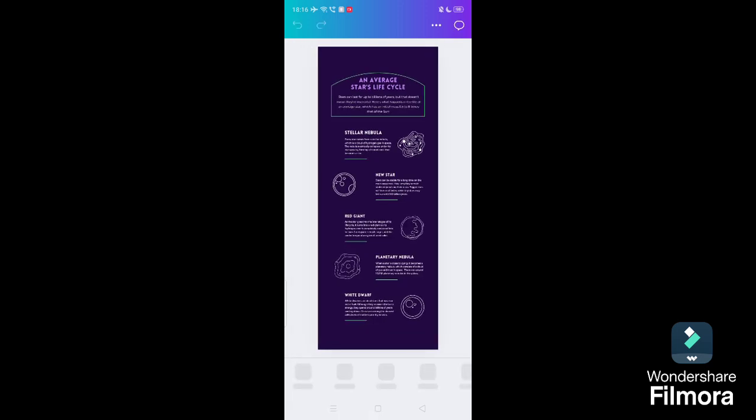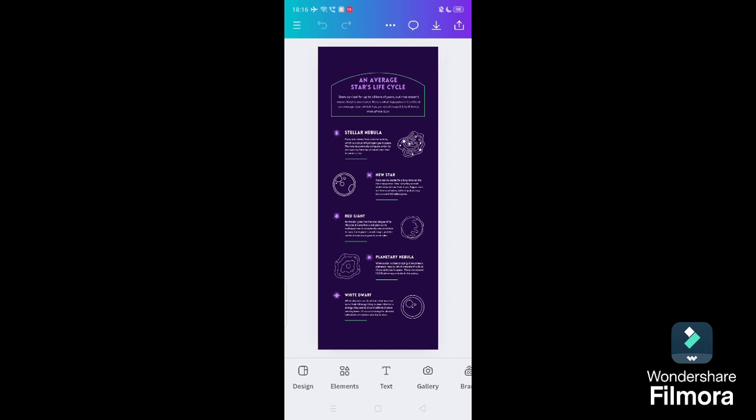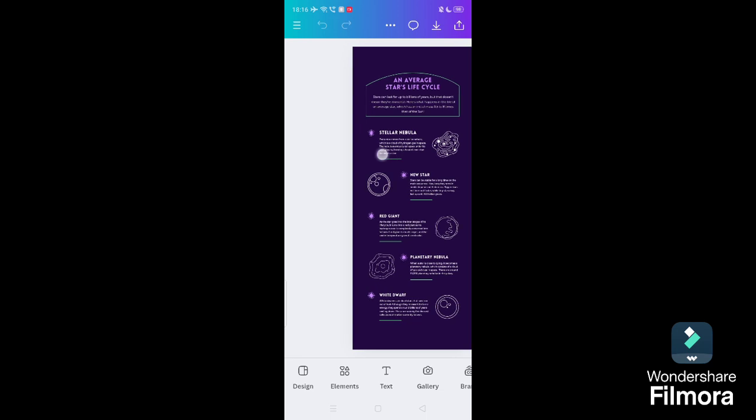This is an average star life cycle. Stars last for billions of years, but that does not mean they are immortal. This is what happens in the life of an average star, which had an initial mass of 0.5 to 8 times that of the Sun. Now, coming to the first stage, the stellar nebula.